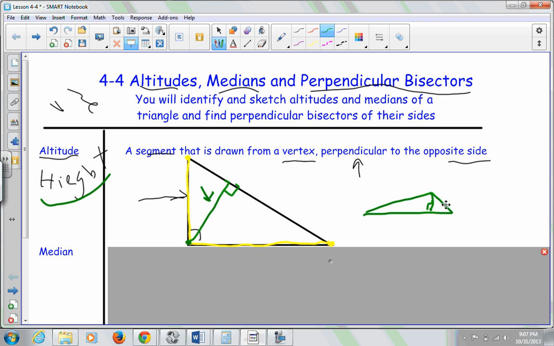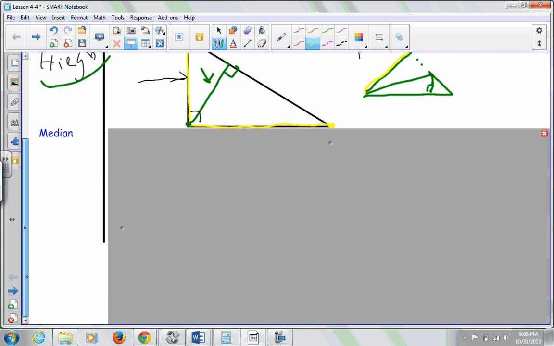In fact, sometimes you might actually have to extend a side in order to make a perpendicular, in order to make an altitude that is perpendicular to the opposite side, okay? So that would make this one the altitude, but it's not drawn within the triangle, okay? So that's the example of an outside-of-the-triangle altitude, okay? It's how we measure the height of a triangle. All right, moving on here.